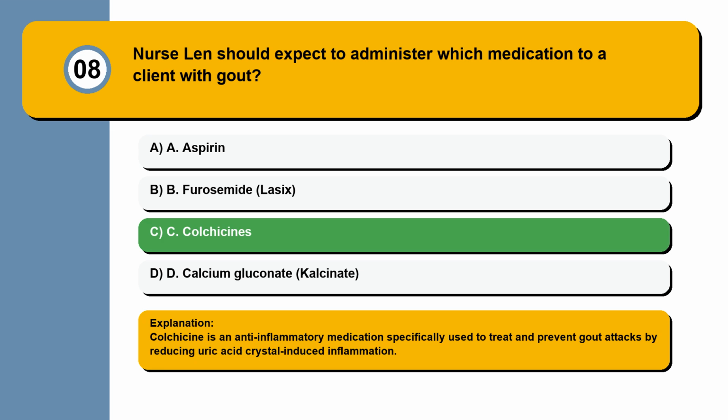Colchicine is an anti-inflammatory medication specifically used to treat and prevent gout attacks by reducing uric acid crystal-induced inflammation.